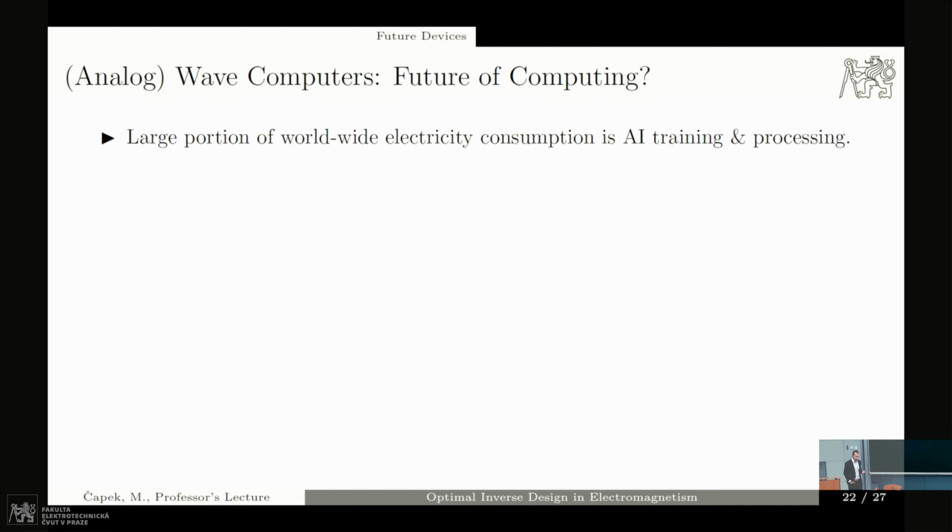Probably you also know that large electricity nowadays is really spent to train and evaluate artificial intelligence, and it will be even worse in the future. And actually, many of the training is just adding single precision numbers together again and again, and doing that basically a billion of times, still the same operation again and again.